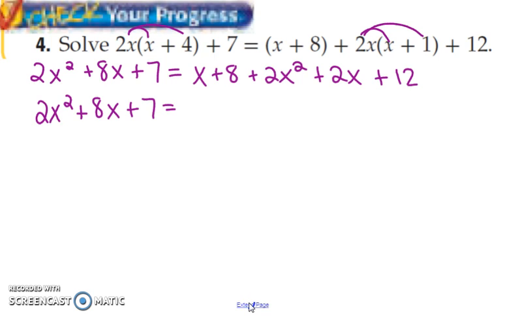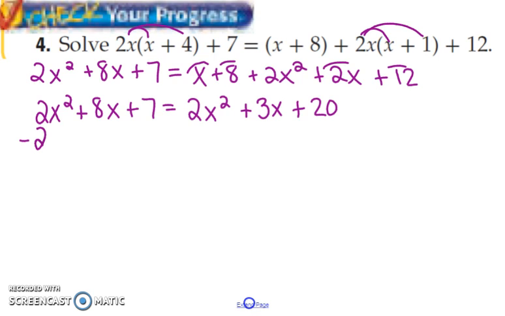But over on this side, I have like terms. I have x and I have 2x. So I have now plus 3x, and then I have 8 and 12, so I have plus 20. So now on both sides I can see I have 2x squared. So again, when I subtract them, they cancel out.